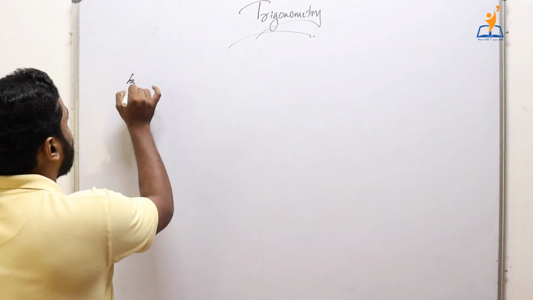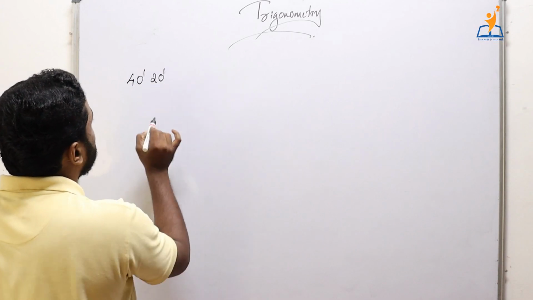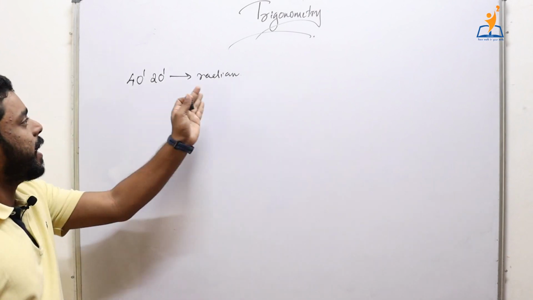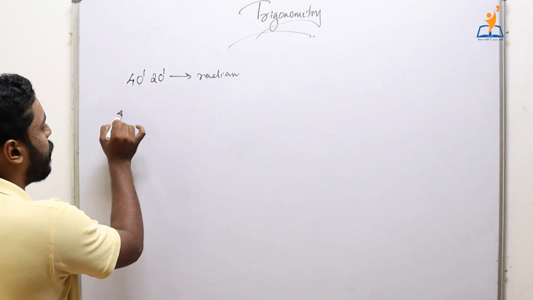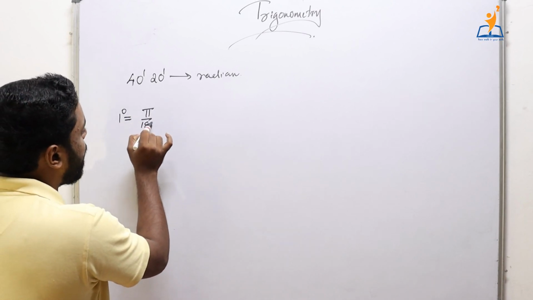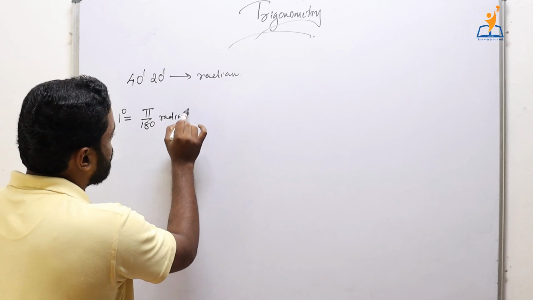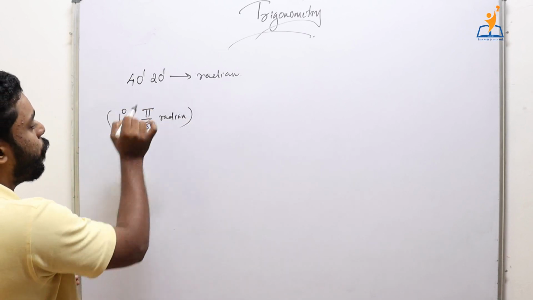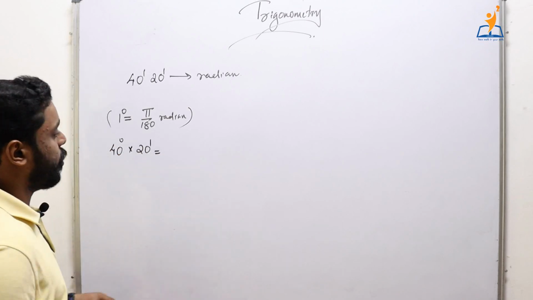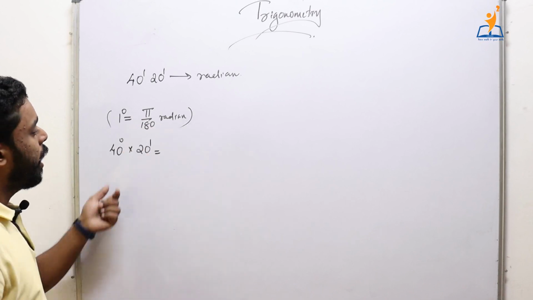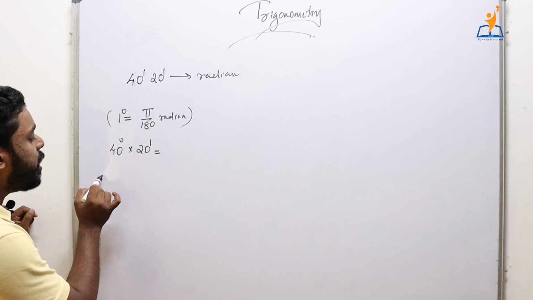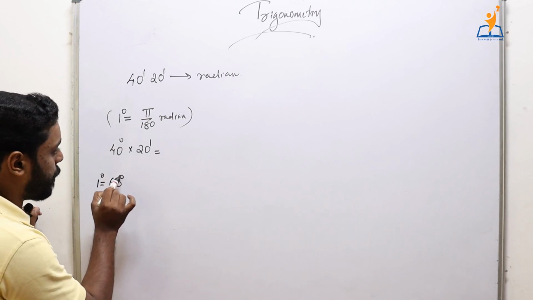Our question is: convert 40 degree 20 minute into radian measures. So we have to convert this into radian measures. Of course, we know that 1 degree is equal to pi by 180 radians. We know this result, so keep it in mind. Now we have 40 degree 20 minutes. So 20 minutes should be converted into degrees so that we can substitute the entire thing into this relationship, isn't it? We know that 1 degree is equal to 60 minutes, right?